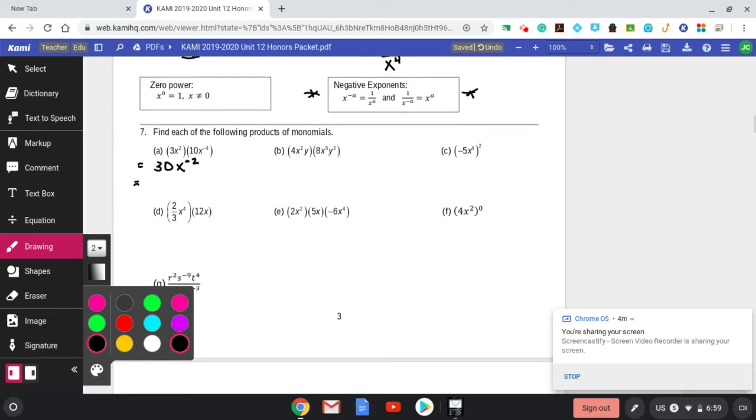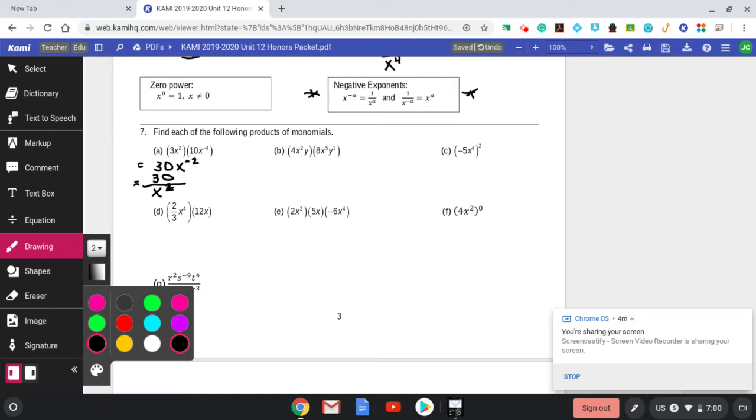You send it to the denominator. Here's my question to you guys before I do that. What is being raised to the negative 2? Is it 30x or is it just the x being raised to the negative 2? And the answer there is it's just the x. So the 30 is going to stay right where it is. The only thing I'm going to send to the denominator is x, and it becomes x squared now. Okay, so that's my final answer for that one.